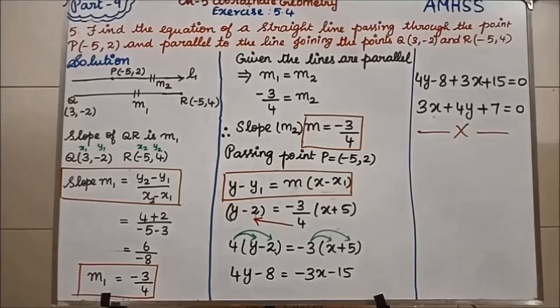Students, this is the fifth question in exercise 5.4. We will see the question now. Find the equation of a straight line passing through the point P(-5, 2) and parallel to the line joining the points Q(3, -2) and R(-5, 4).